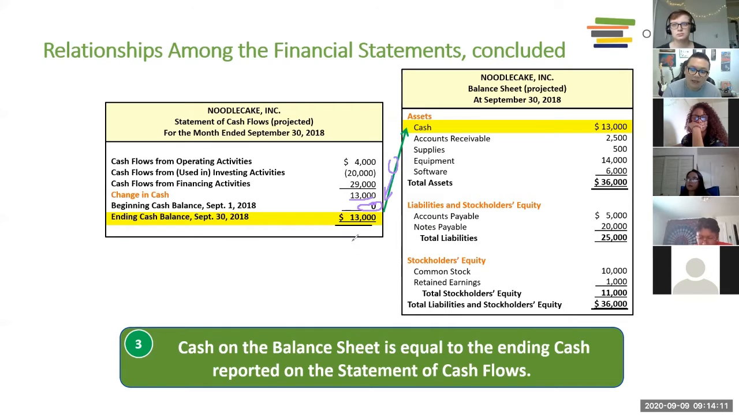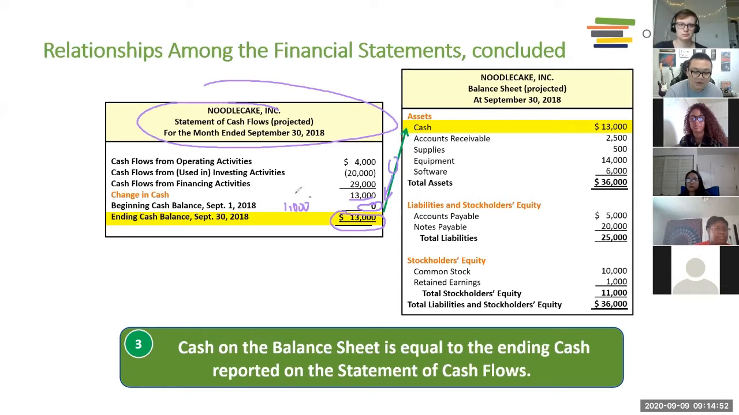However, we're going to spend more time to talk about the details of the statement of cash flows in future chapters. But normally, the beginning cash balance won't be equal to 0. So for example, what happens if your beginning cash balance on September 1st, 2018 is already equal to 1,000? Which means you already have $1,000 in your hand at the beginning of the month. And then during this month, the total change in cash is equal to 13,000. So what should your ending cash balance be here?